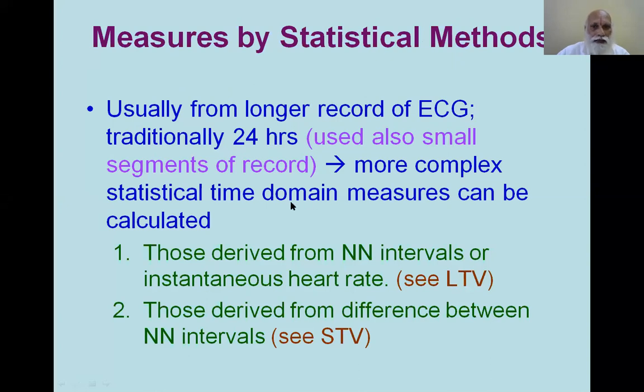So more complex statistical domain measures can be calculated. We have already seen the 3 time domain parameters, but now we are going to see a little more complex ones, which are calculated by using statistical methods. Now, those derived from NN intervals, and those derived from the difference between NN intervals. Here you simply take the NN intervals or instantaneous heart rate, which we also mentioned in the beginning. What is this instantaneous heart rate? How do you get heart rate for a single beat? You can.